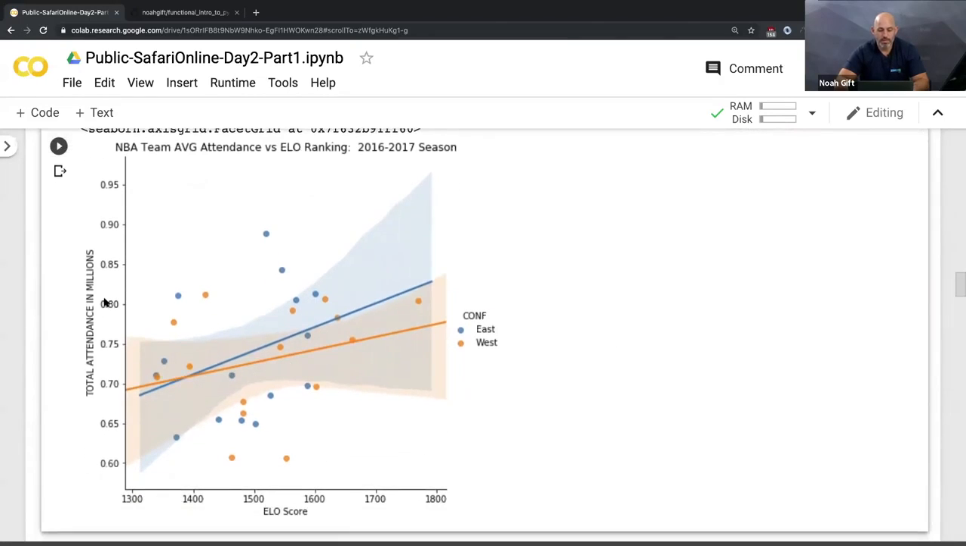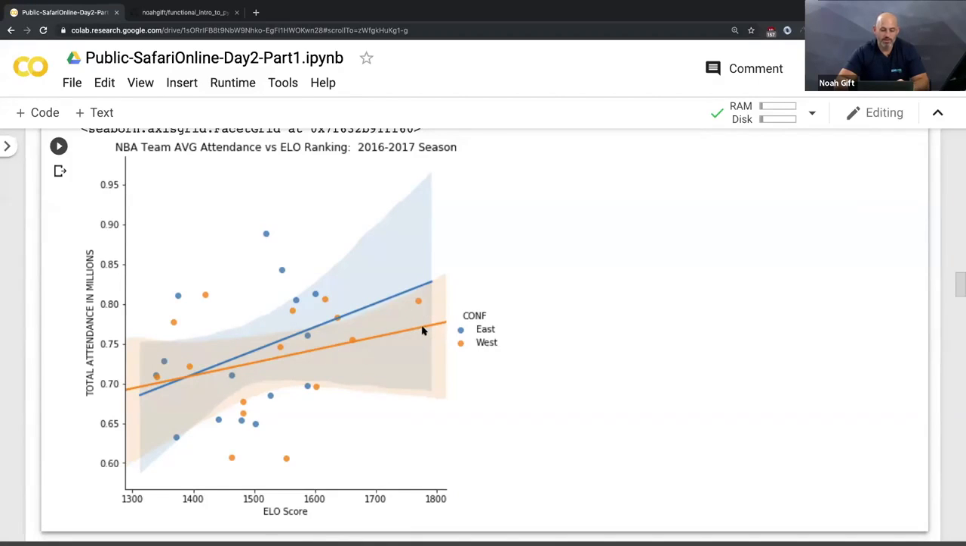Now, if I go through here and do another analysis, there's another plot I can do, and this shows me the total attendance, and then I can facet it and show the Eastern Conference and Western Conference of the NBA. You can see that there is, we'll call it, a parity problem, where the West Conference actually has a much higher ELO rating, and in fact, the attendance is actually a little bit lower.